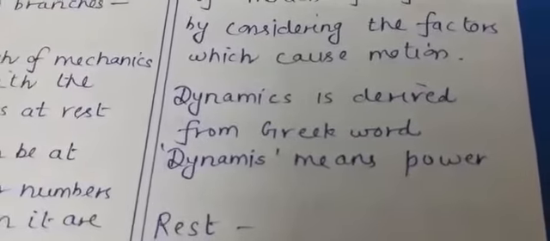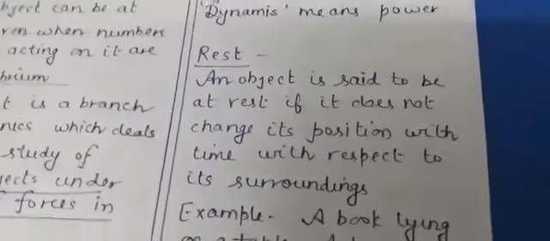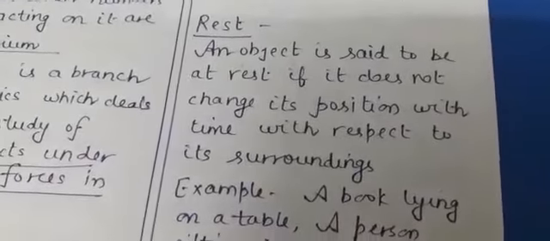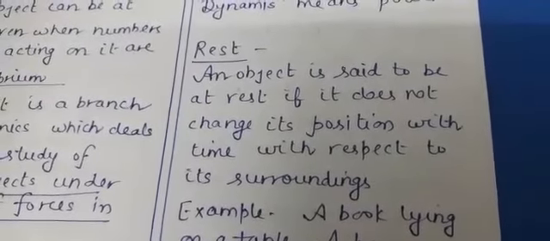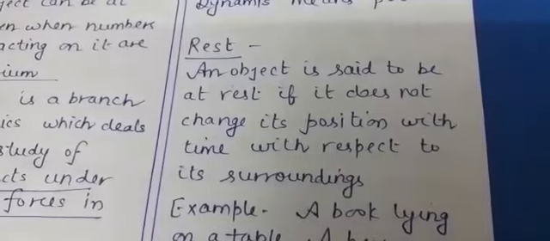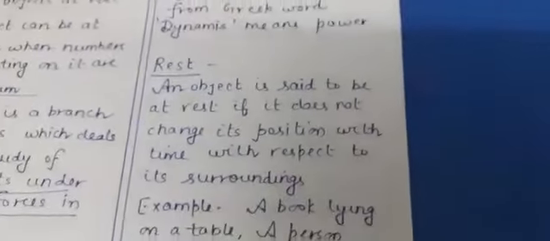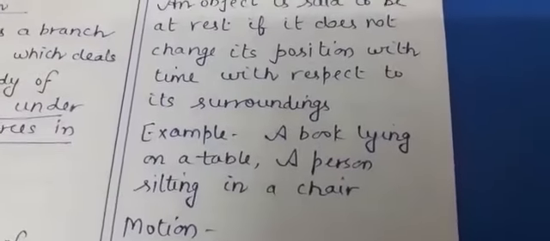Now let me introduce one term, that is rest. What do you mean by rest? If you recall from the class 9 syllabus, an object is said to be at rest if it does not change its position with respect to surroundings. Surroundings means, say you are sitting in your room, in your home. You can see where you are sitting, and the surrounding walls are at rest.